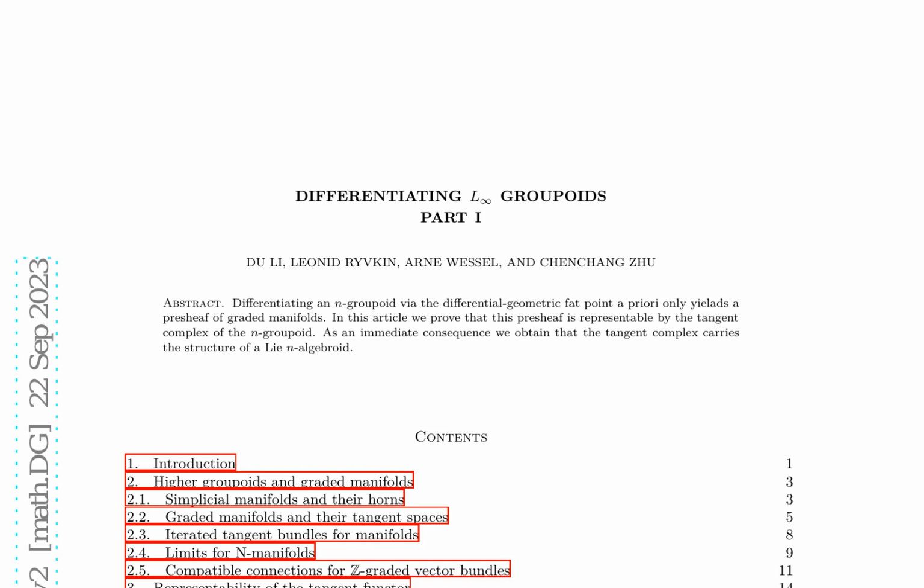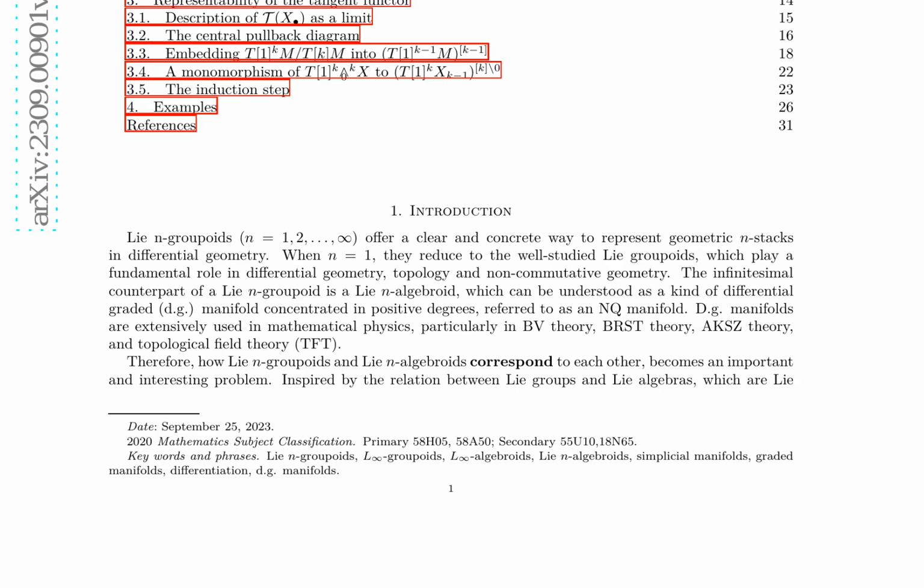field theory. The authors introduce higher groupoids and graded manifolds, detailing simplicial manifolds and their horns, as well as the tangent spaces of graded manifolds. They also discuss iterated tangent bundles for manifolds, limits for manifolds, and compatible connections for Z-graded vector bundles.